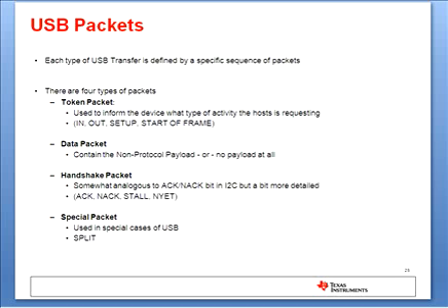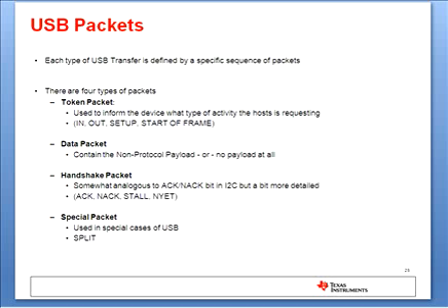Token packets are typically used to inform the device of what type of activity the host is requesting. Data packets are typically used to contain the non-protocol payload of the information passed between a host and the device. However, in certain cases, they may be zero-length packets or contain no data at all.